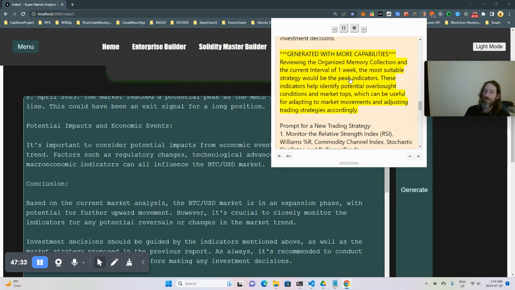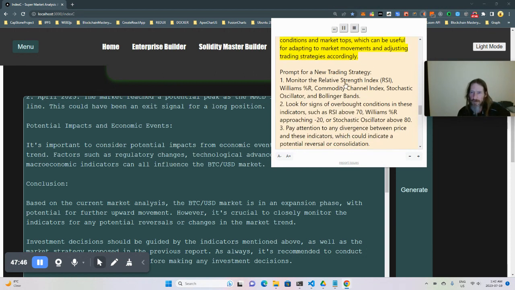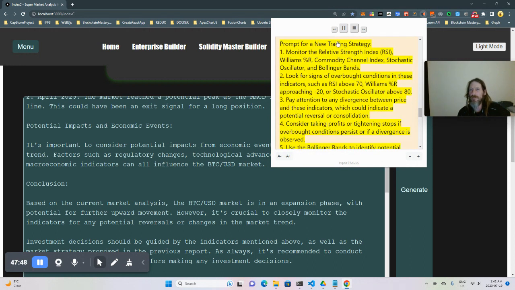Generated with more capabilities. So, organized memory collection during an interval of 1 week, functions that I talked about before, the handler. Market tops, which can be useful for adapting to market movements and adjusting trading strategies accordingly. Prompt for a new trading strategy.